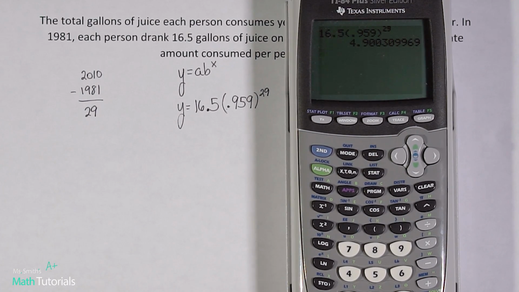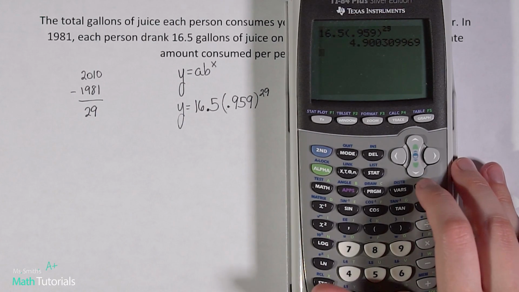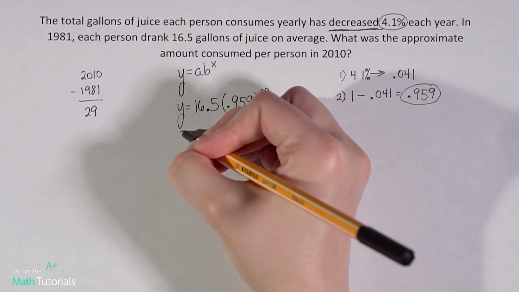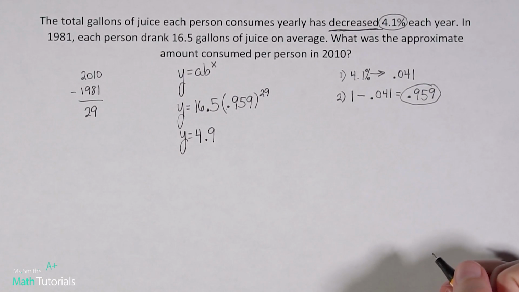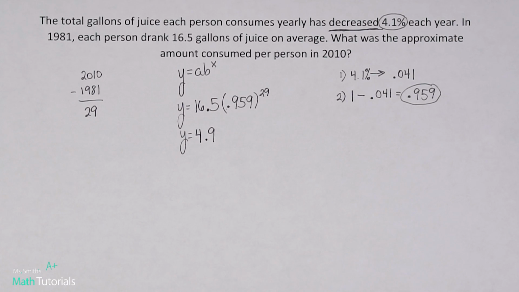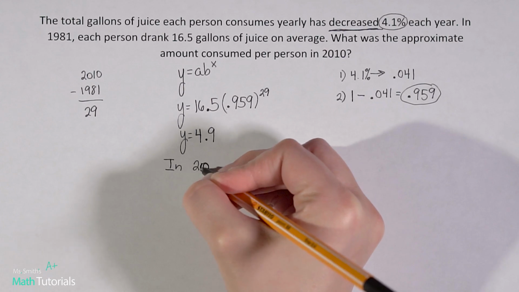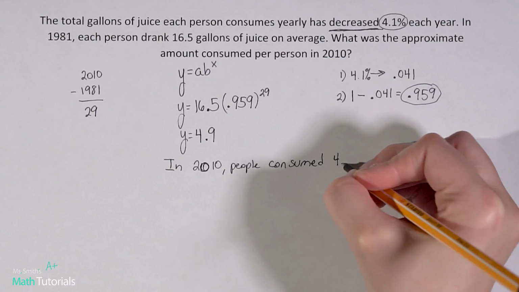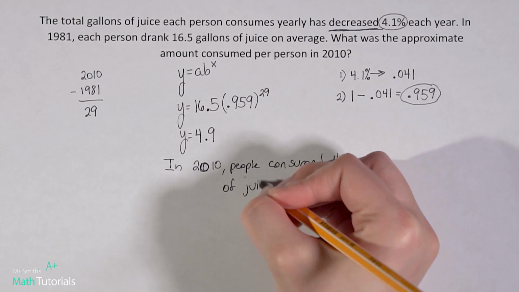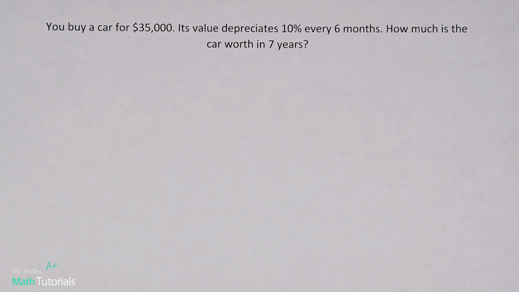So it didn't specify in the question what to round this to. You could do 4.9 or you could round up to 5. Either one would be correct. I'll just stick with y equals 4.9. Okay, so I want to write out what that means. So in 2010, 4.9 gallons of juice on average. So that's per person. Here we go, next example.